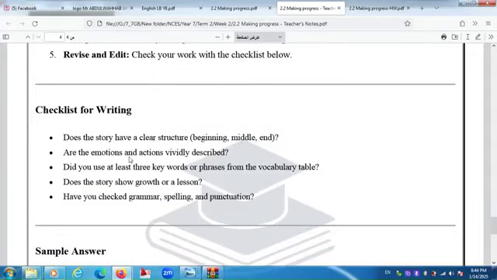Checklist. Your story should have a clear structure. This is very important because we talked about the structure today of beginning, middle, and end. Put, please, some direct speech. Please involve emotions and actions in a vivid way. Use at least 3 or 5 keywords from the vocabulary of the text. Your story should show a growth or a lesson, and please check and revise the spelling and punctuation as well as the grammar before submitting the writing.